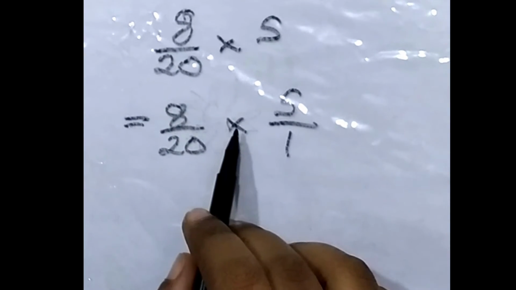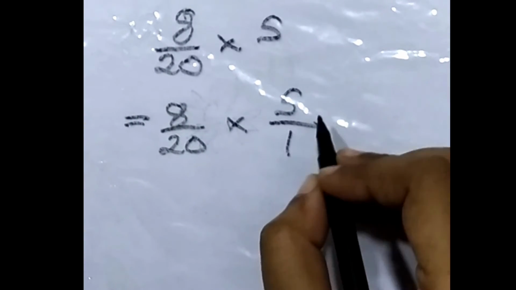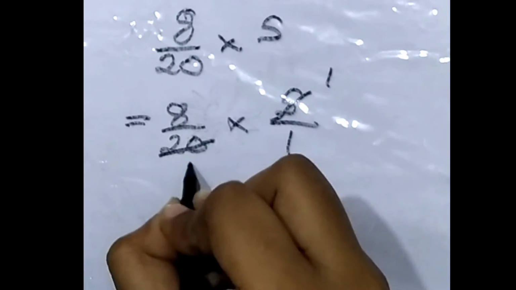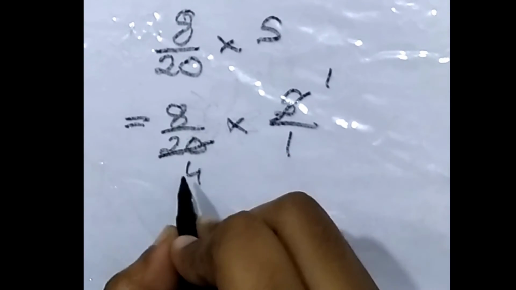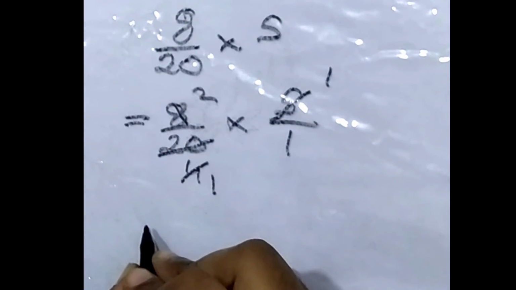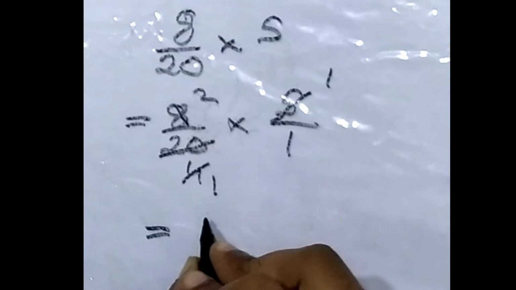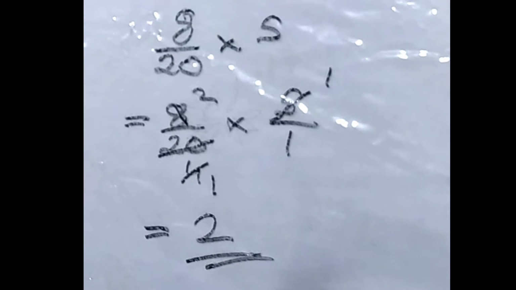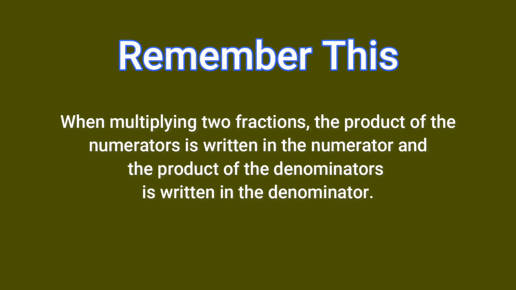Here there is multiplication, so we can cancel. See, here 5 and 20: 5 ones are 5 and 5 4s are 20. Again this 4 and 8 we can cancel: 4 ones are 4, 4 2s are 8. So only 2 will remain. The denominator has become 1, so the final answer is 2. Remember this: when multiplying two fractions, the product of the numerators is written in the numerator and the product of the denominators is written in the denominator.